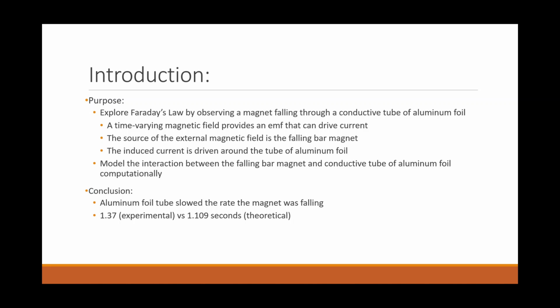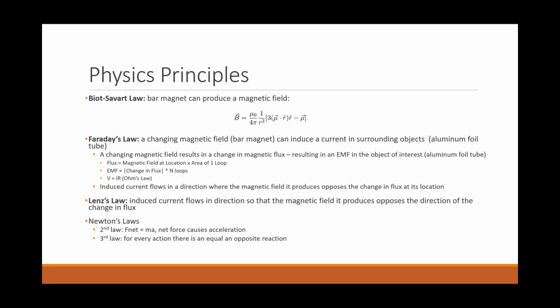Experimentally, the bar magnet fell through the tube. It took 1.37 seconds. Computationally, the bar magnet took 1.109 seconds to fall. Some of the physics principles highlighted in this lab were the Biot-Savart law. A bar magnet can produce a magnetic field, and the formula for that is listed below.